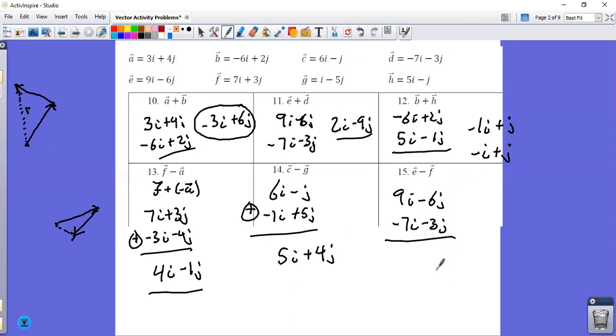Dabby, you got that one? How about Steph's not here. Sony, you got this one? All right, let's go. Zoe, you got this one? 2i minus 9j. So good.